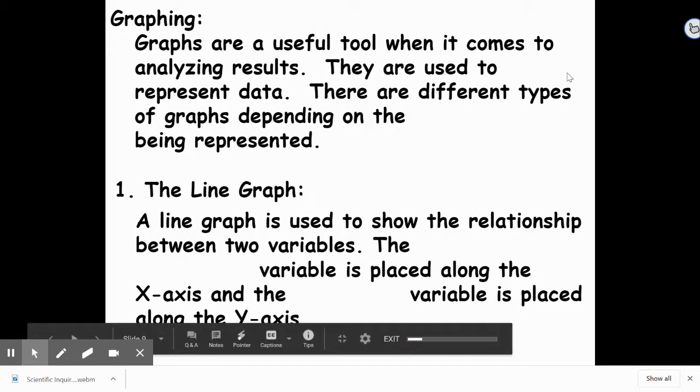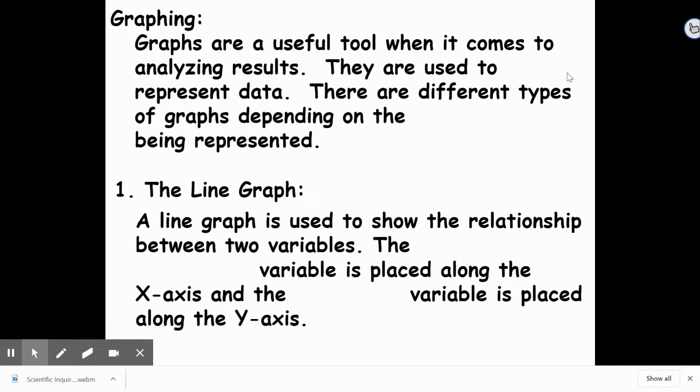All right, let's do a quick little video here on graphing. Graphs are a useful tool when it comes to analyzing results. They're used to represent data. There are different types of graphs depending on the type of data that you're representing.